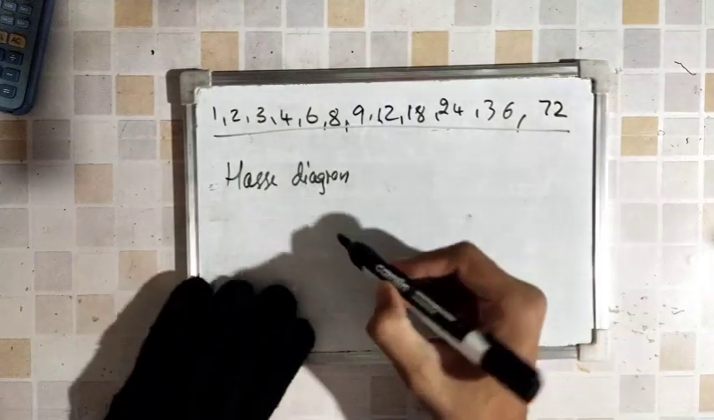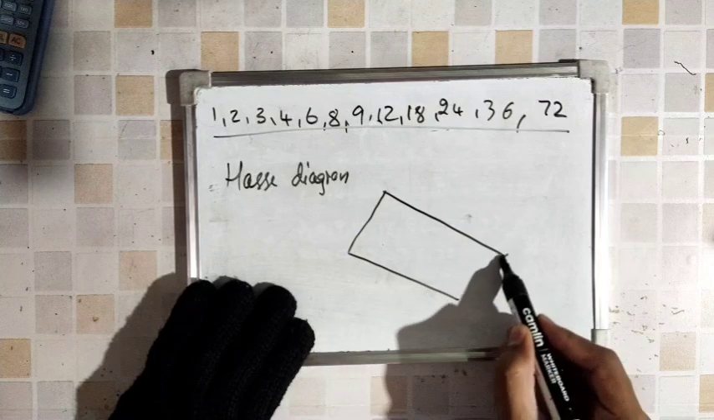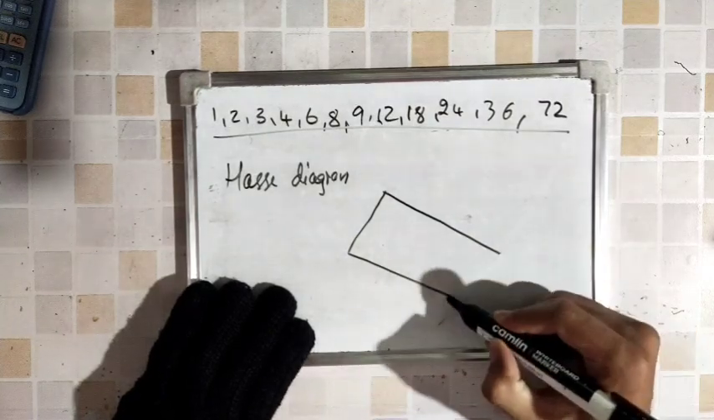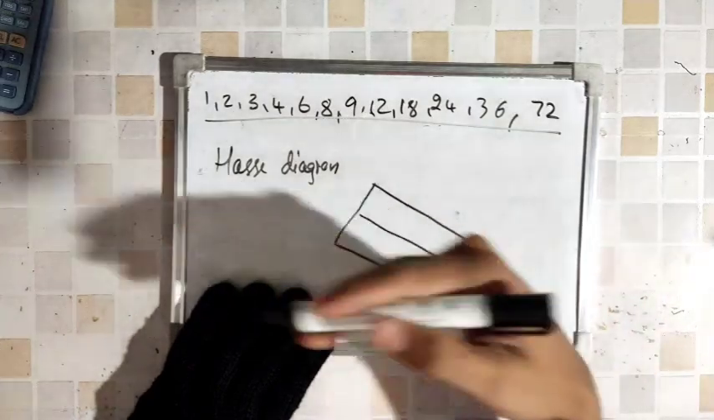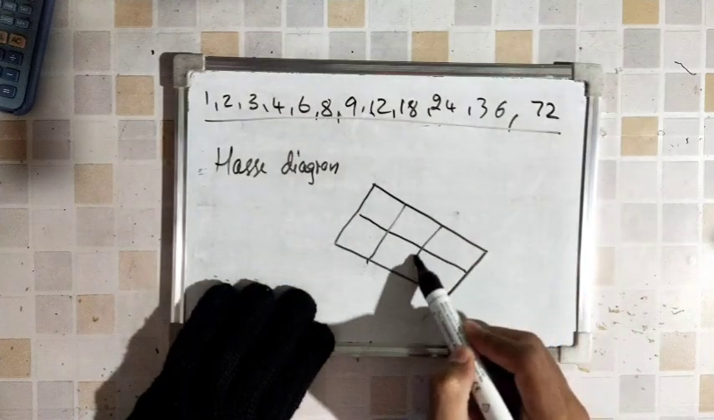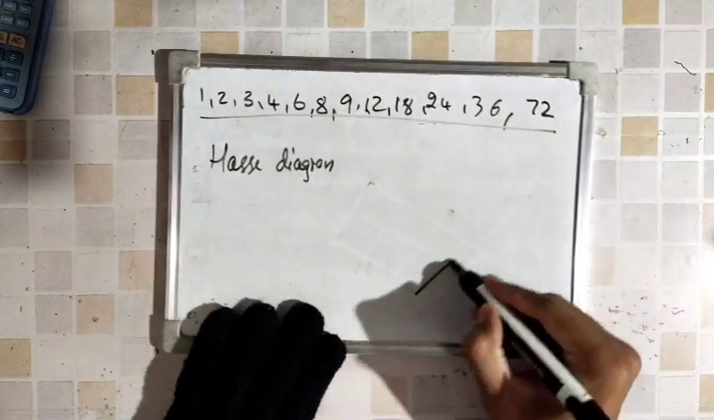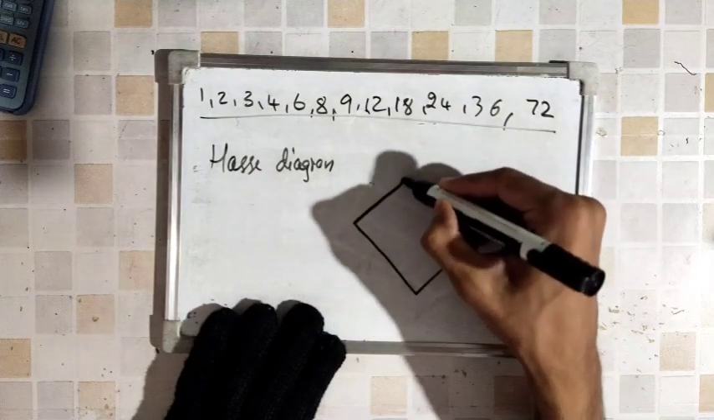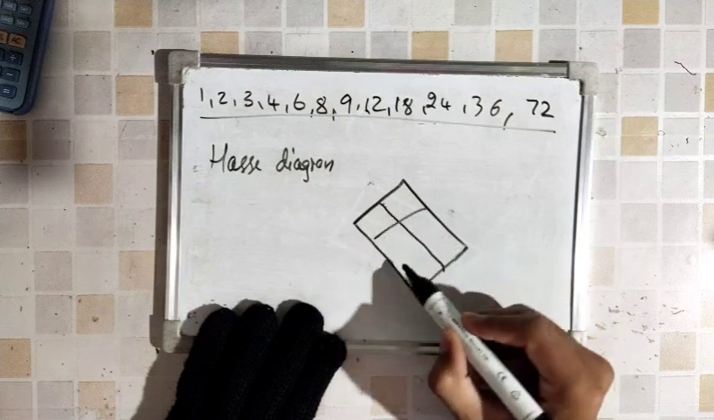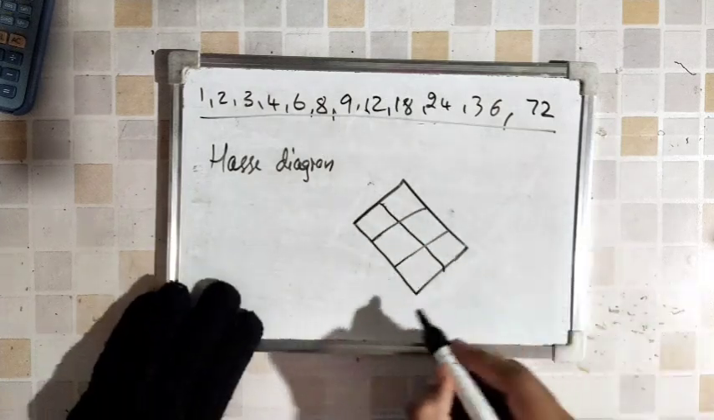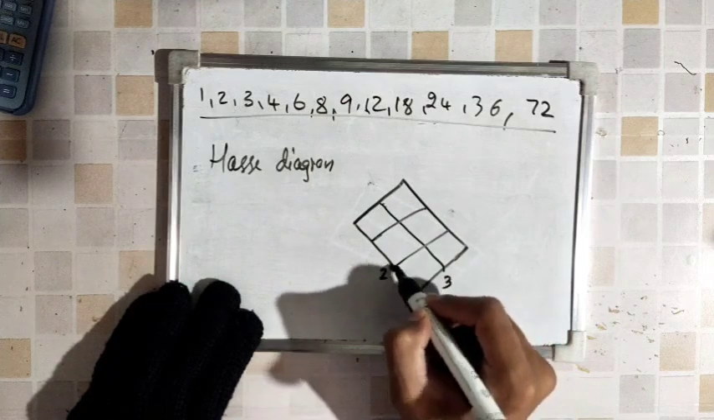For this Hasse diagram, the easiest way when they give 72: draw one rectangular box like this, divide it into half, so 6 boxes are there. Let me just draw it neatly. This will come like this. So one by one I will start writing these numbers, 1, 2, 3. These are the positions.